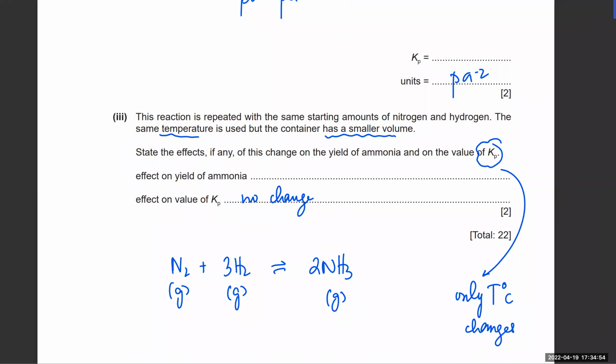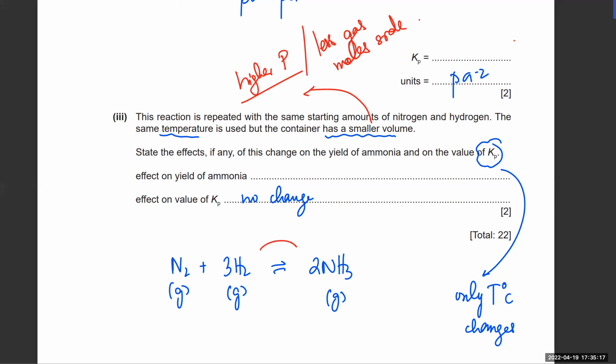What do you mean by smaller volume? First thing, we need to interpret this: if you use a smaller volume, you're basically using a higher pressure. Volume and pressure. So when you increase pressure, which side is favored? The side with fewer gas moles is favored, according to Le Chatelier's principle. So the side with fewer gas moles is the forward side. It's got 2 moles. Hence the ammonia yield would increase. So it increases. That's it. No explanation needed for that, just a 1 mark question for a 1 mark answer.